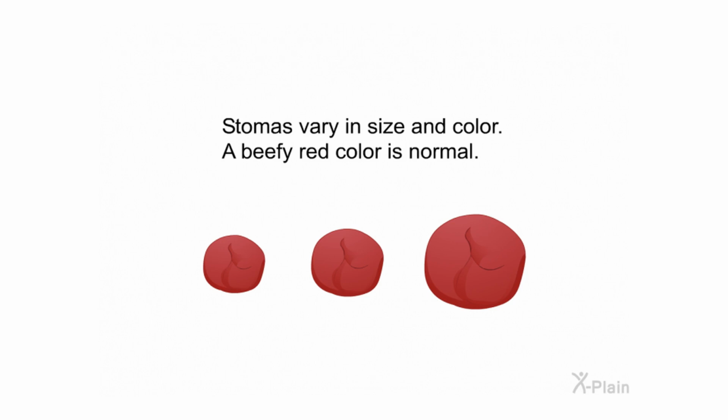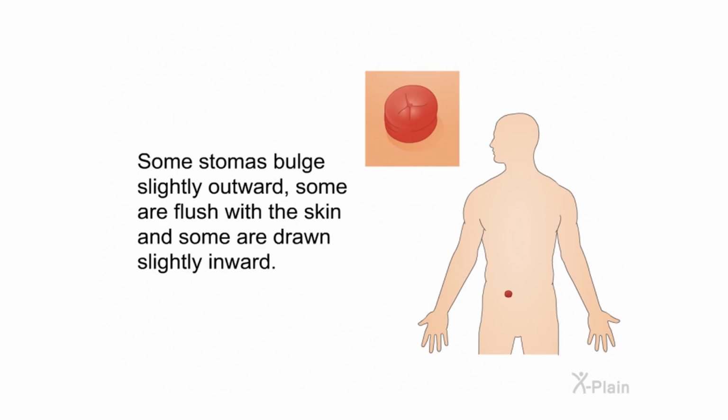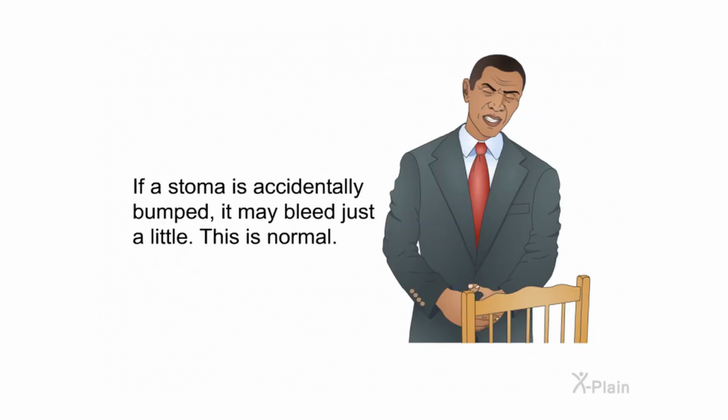Stoma care. Stomas vary in size and color. A beefy red color is normal. Some stomas bulge slightly outward, some are flush with the skin, and some are drawn slightly inward. If a stoma is accidentally bumped, it may bleed just a little. This is normal.